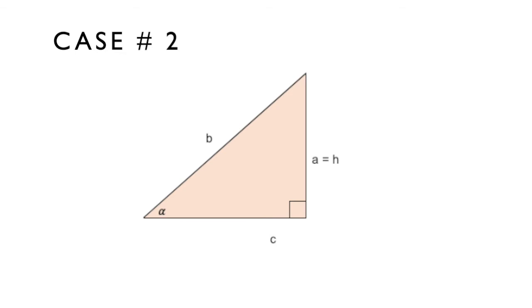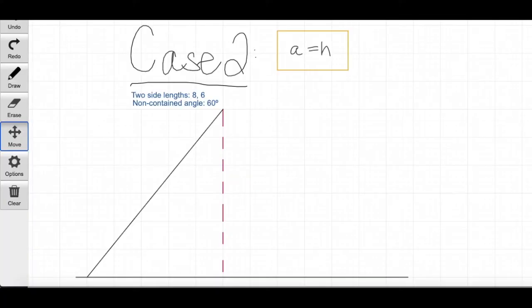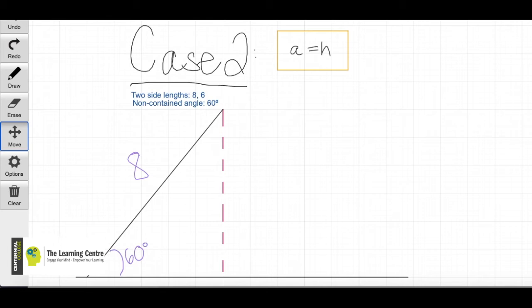Now our second case is when A is equal to the height. Once again, we are dealing with the same side length of 8 with the 60-degree angle, and we have our height, which is still length 6. And we have been given that our side A is also 6. So drawing it out, we see that it perfectly aligns and it creates a right-angled triangle. And this is the only triangle that can be made in this case. And we will always have a right-angled triangle.